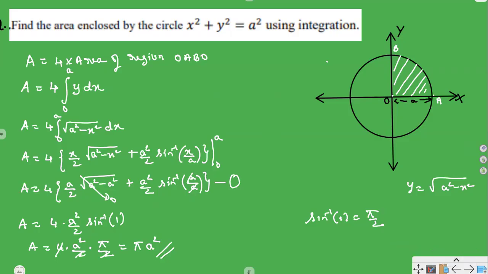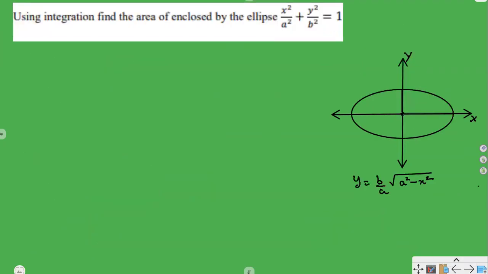Okay, we'll go to the next question where we have to find the area of the ellipse. I've drawn an ellipse using integration. Find the area enclosed by the ellipse x square by a square plus y square by b square equals 1. Now look at this and observe, here we have a square. The same as I did in the circle, even here this is the origin and this distance I take as a. This is my a.